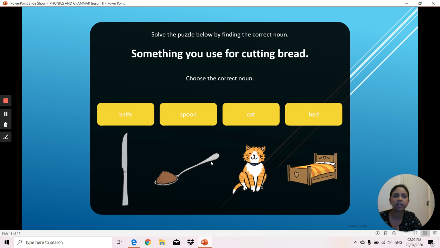Something that you use for cutting bread. Is it a knife, a spoon, a cat, or a bed? Like I said, you can either write the answers or draw the answers. I'm happy for anything that you send in to me.